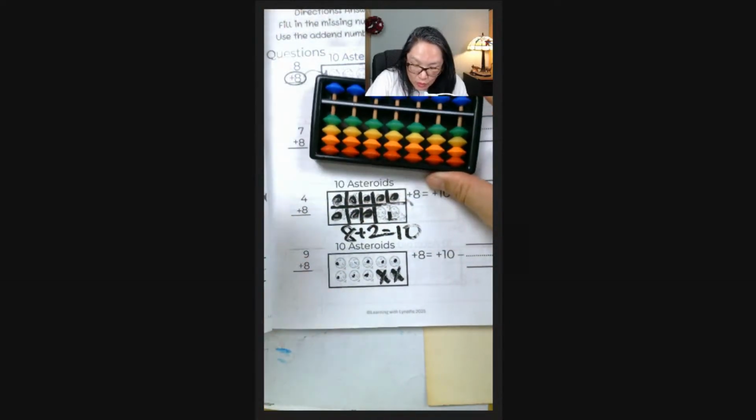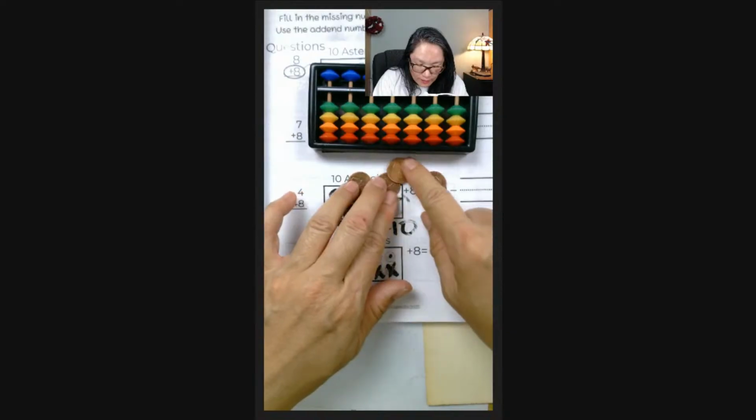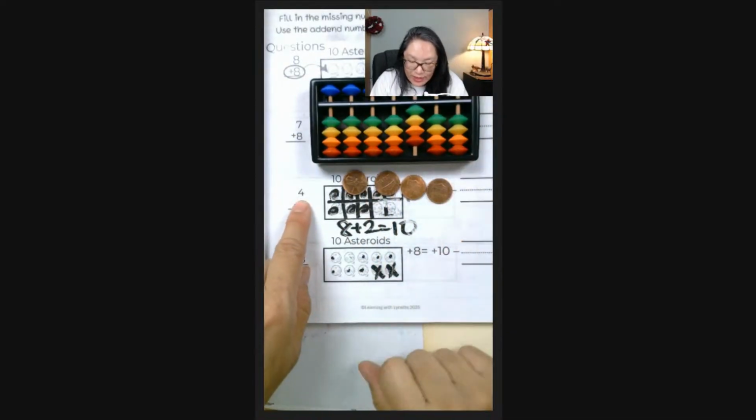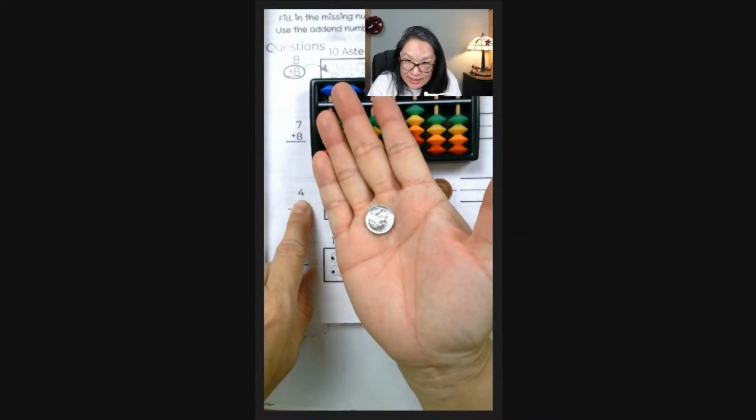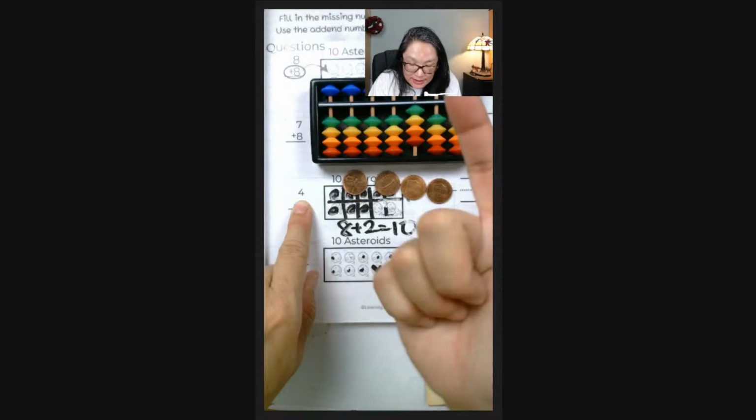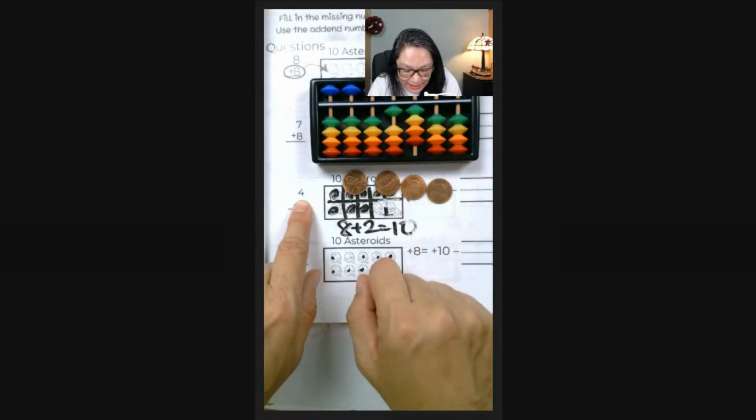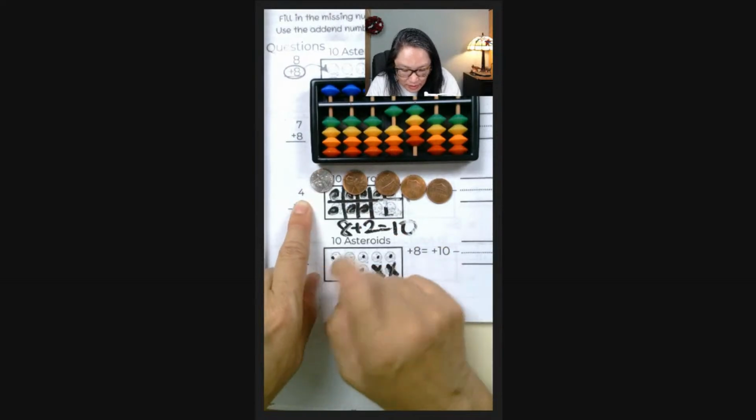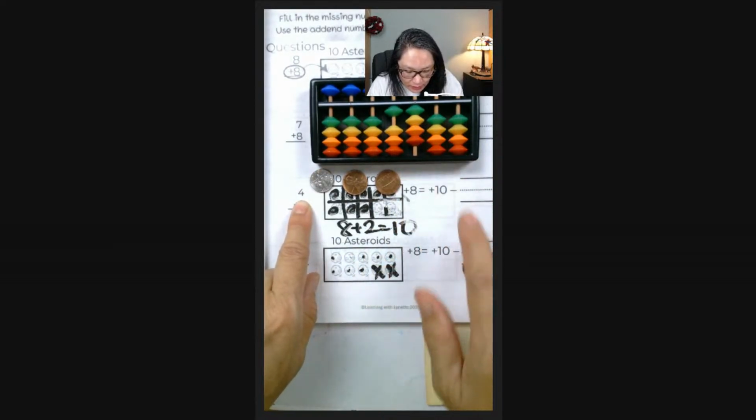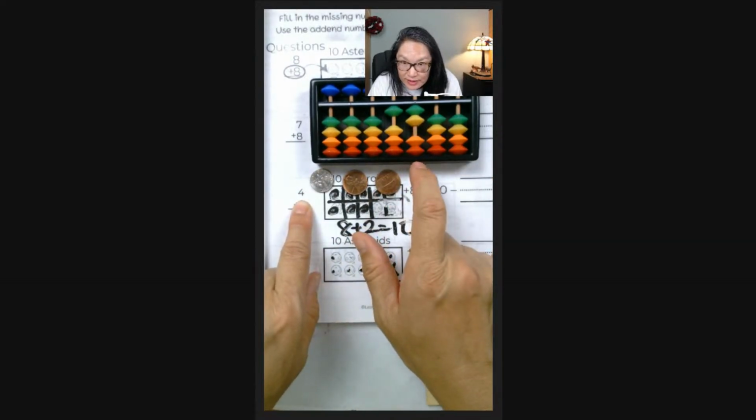Let's do it again. When we do it again, I have 4 on my abacus, right? I have 4, and I want to add the 8. Guess what? I have 10 cents. What is this? This is where we do regrouping in mainstream math. When we regroup, we're going to add the 10. So I'm going to add my 10, and I'm going to take away the 2. And I take away the 2. So my final answer is now 12.